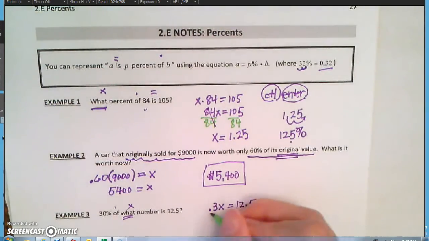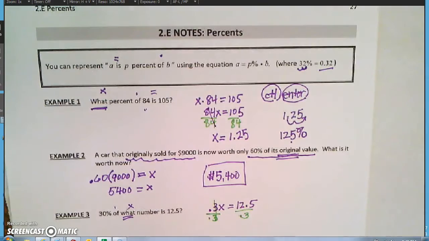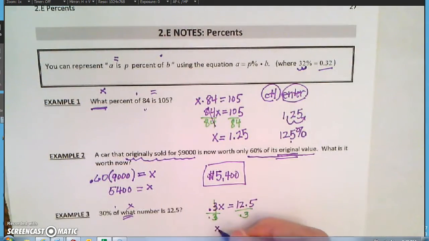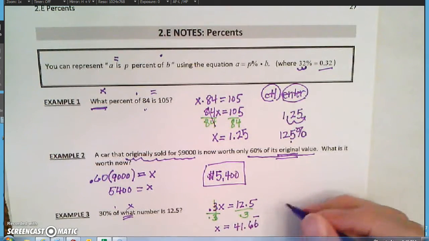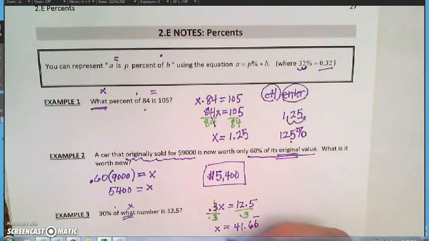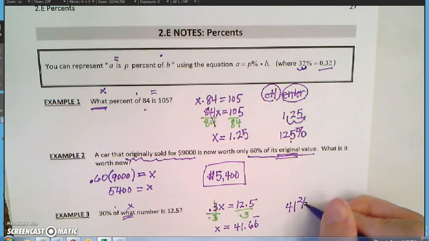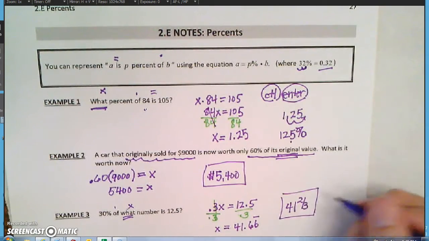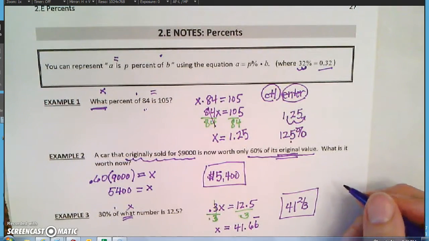Again, solve it. We're going to divide both sides by 0.3. And using our calculator, we'll get that x is equal to 41 with a repeating 6 after it. And perhaps you'll remember that 0.66 repeating is the same thing as 2/3. So 41 2/3, or 41 point repeating 6, is our answer.